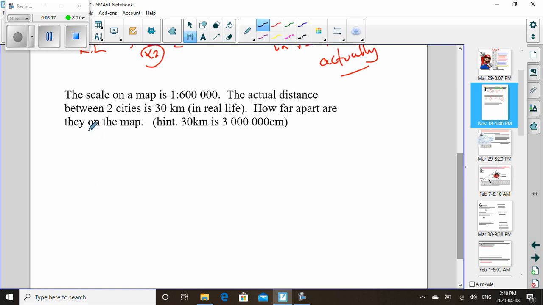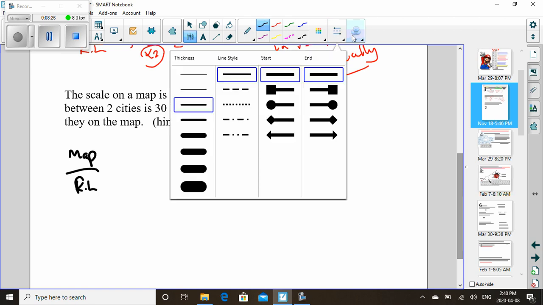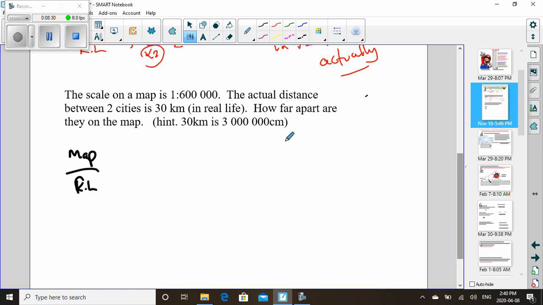Okay. So again, map distance compared to real life. You always have to think of that first number is the representation of the real life thing, and the second number is the actual. 1 to 600,000. Okay. These numbers get big, of course, but we can work through it.